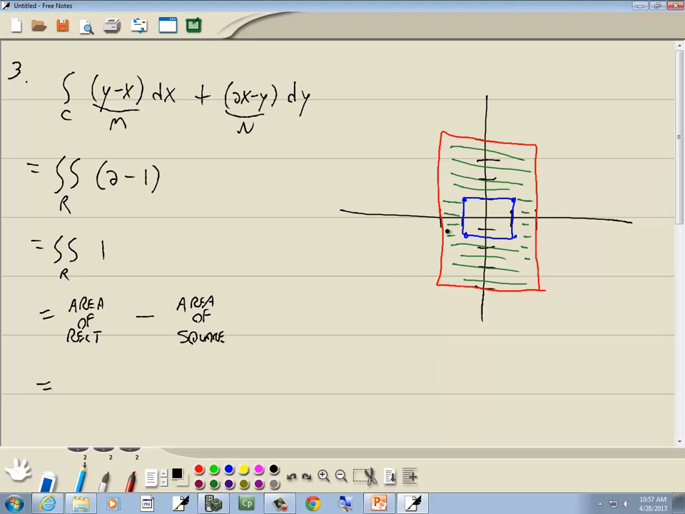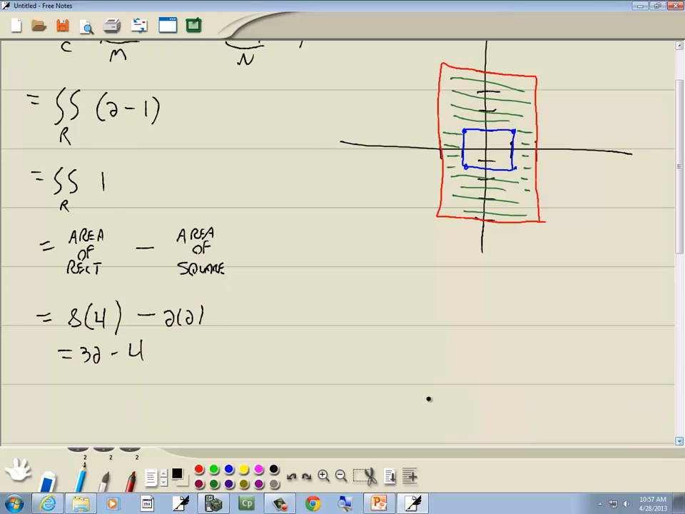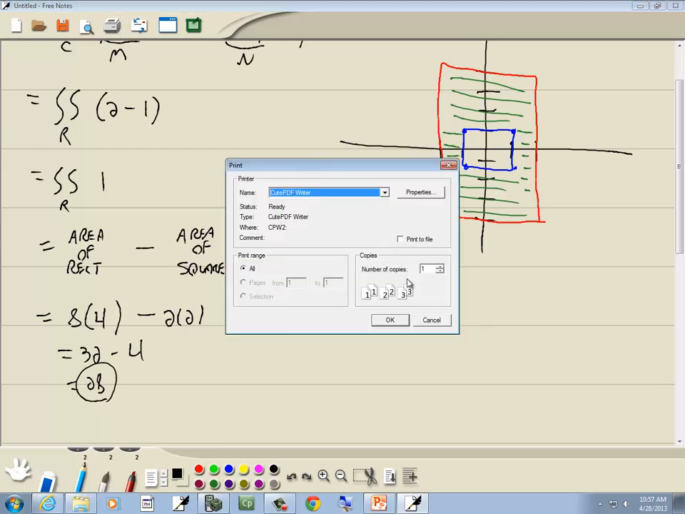Well, the rectangle goes up 4 and down 4, so it's 8, times 2 over here and 2 over here, so that gives us 4 total. The square is 1 here, so that's 2 on that side and 2 on this side, so 2 times 2 gives us 4. So 32 minus 4 gives us 28. And that's our answer. So we'll go ahead and save that.